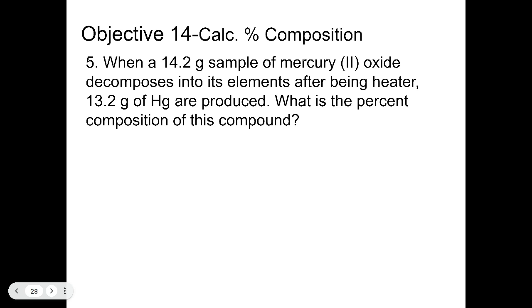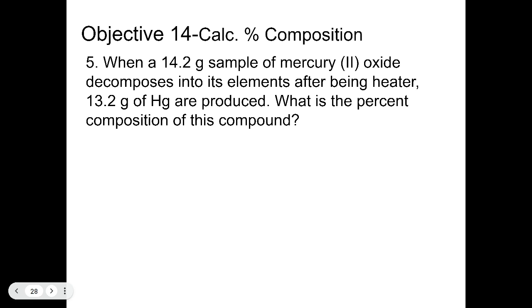13.2 grams of mercury, over our mass of the total compound, which in this case is mercury 2 oxide, HgO. Okay, so then we're going to do these two numbers divided by each other times 100, again, to see how much of our compound is actually mercury. It feels like it's probably going to be a pretty high number because 13 out of 14 is pretty close to perfect, if I do say so.